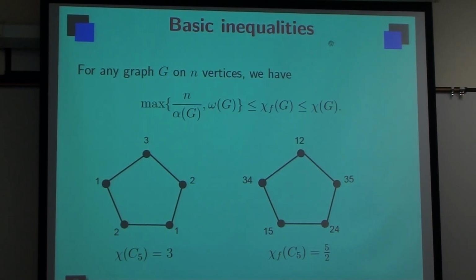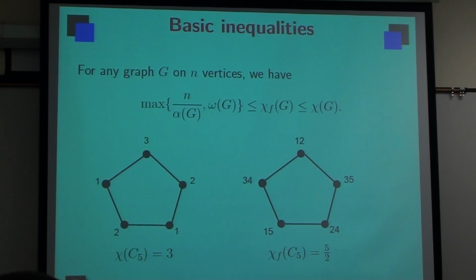The other side is why the fractional chromatic number is at least n over alpha of G. If we consider the vertices with color 1, color 2, color 3, all those different sets of vertices are independent sets, and each should be no larger than alpha of G, the independence number. You add them together, and you should cover all vertices b times. By the ratio definition, you can easily see that the fractional chromatic number is at least n over alpha of G.